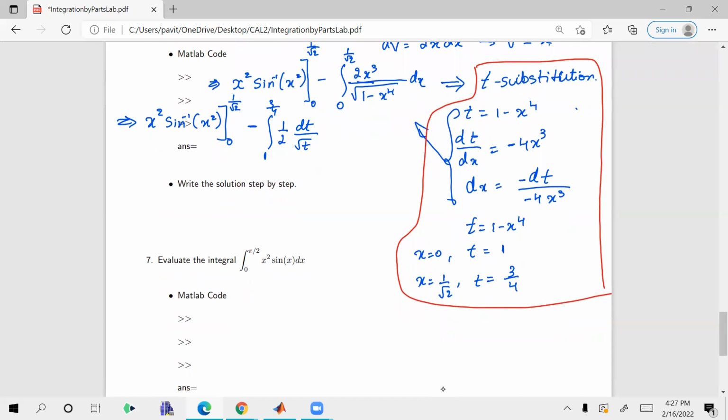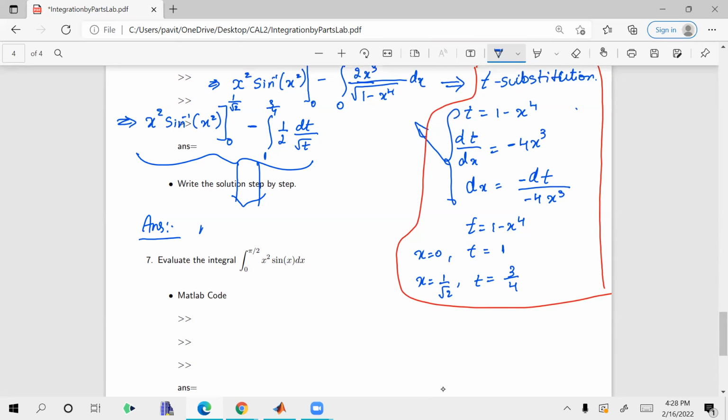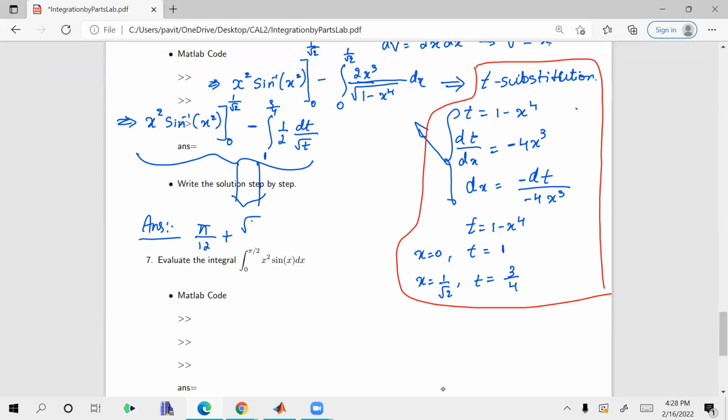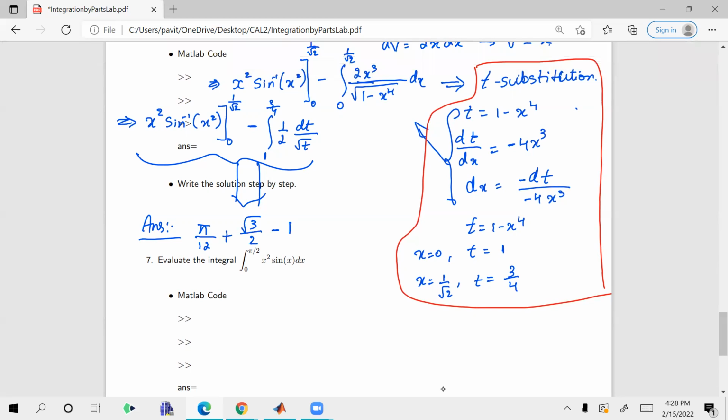I will leave the rest of the calculations for you. Remember, the final answer you have to get has to be pi by 12 plus square root of 3 by 2 minus 1. All you have to do is apply the limits.